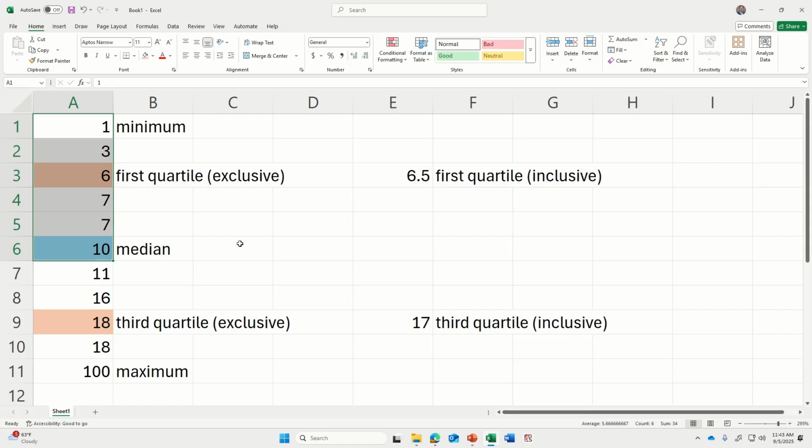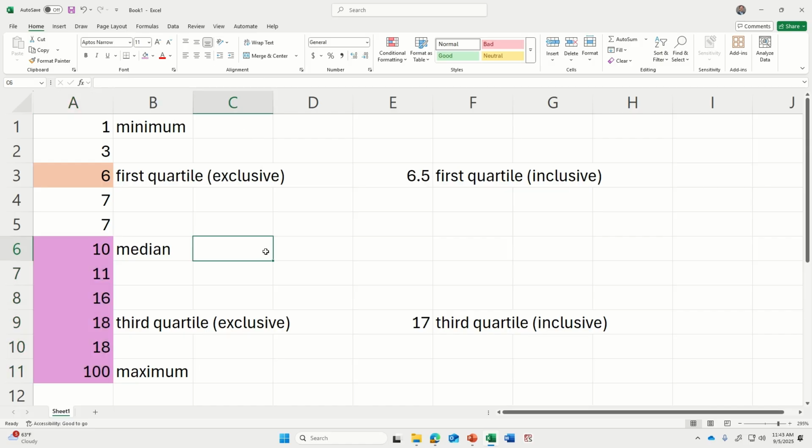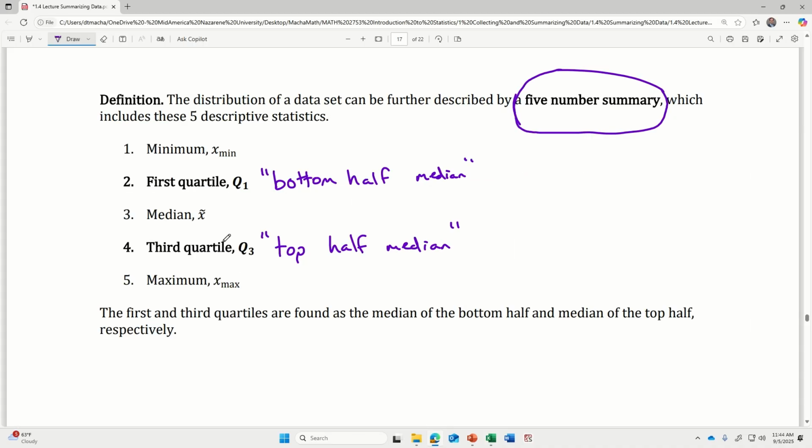And the bottom is inclusive would be... yep. So the third quartile inclusive would be these 6. And you take the median of these 6 numbers, and it's halfway between 16 and 18. So it would be 17. Okay. That's the 5-number summary.